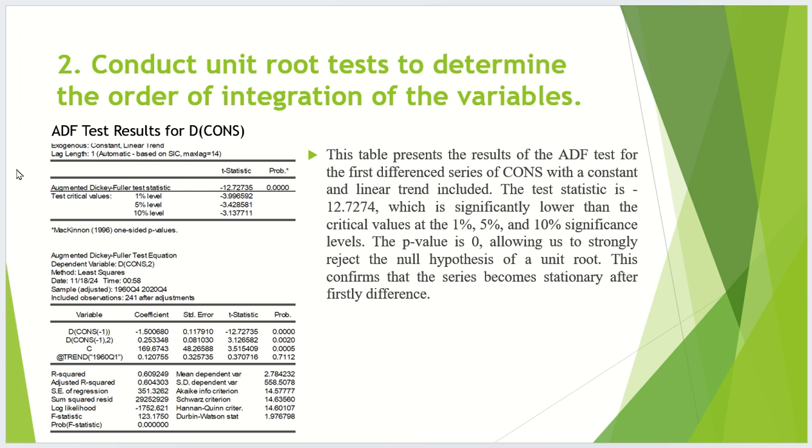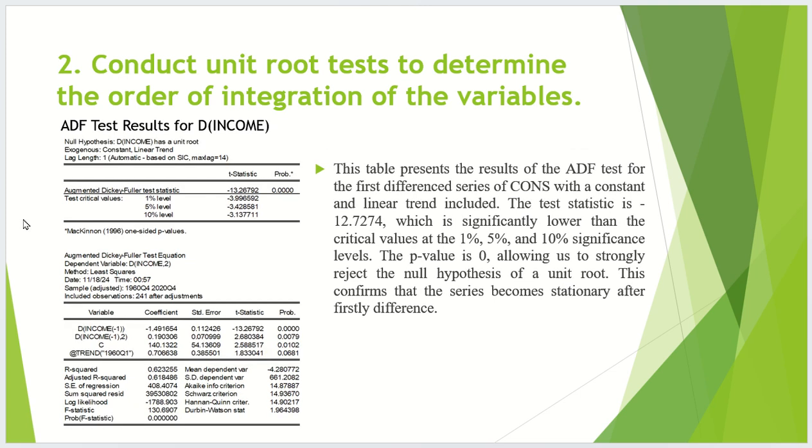This confirms that the series becomes stationary after first differencing. The same holds for the income variable, and the t-statistic is -13.26792, and the p-value is 0, lower than the critical values at the 1% significance level. So it also allows us to strongly reject the null hypothesis of a unit root. This confirms that the income series becomes stationary after first difference.